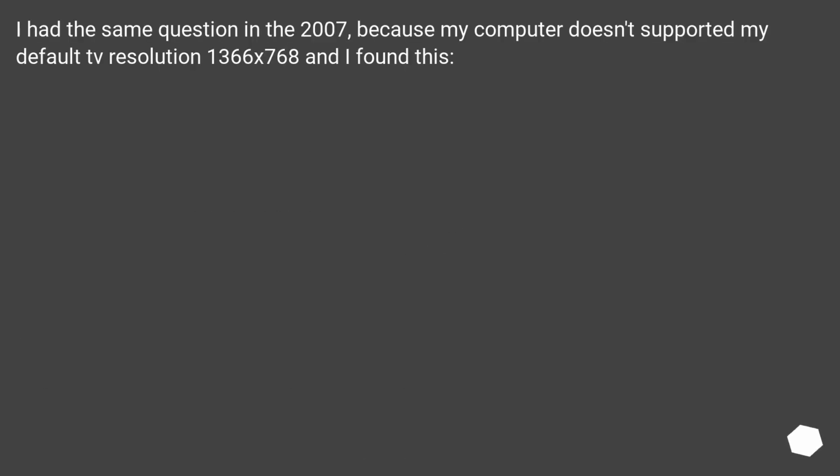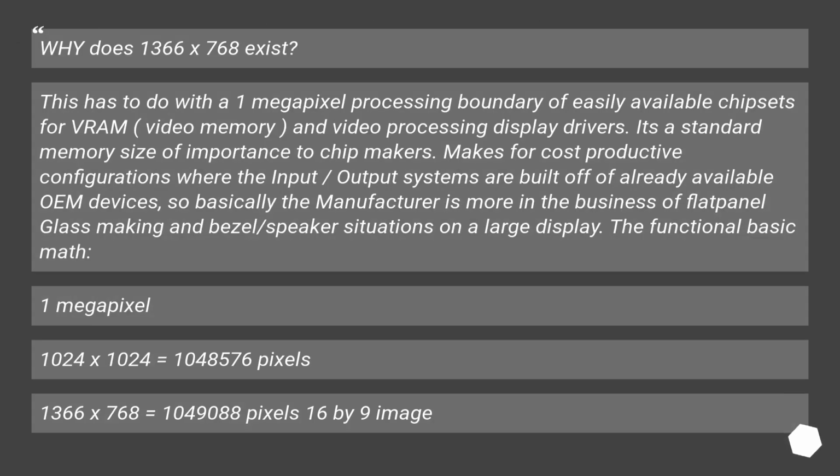I had the same question in 2007, because my computer didn't support my default TV resolution, 1366 by 768, and I found this. Why does 1366 by 768 exist? This has to do with a 1 megapixel processing boundary of easily available chipsets for VRAM, video memory, and video processing display drivers. It's a standard memory size of importance to chip makers.